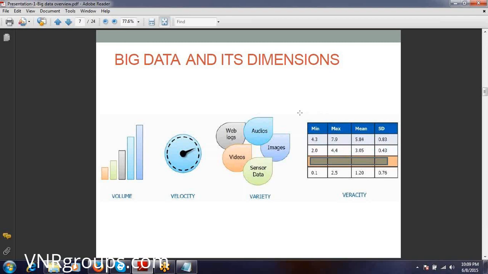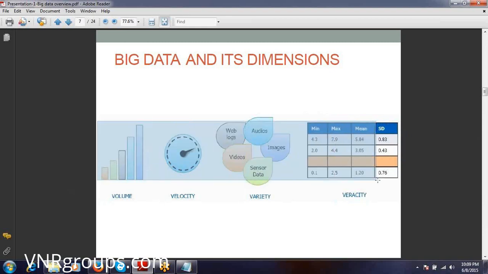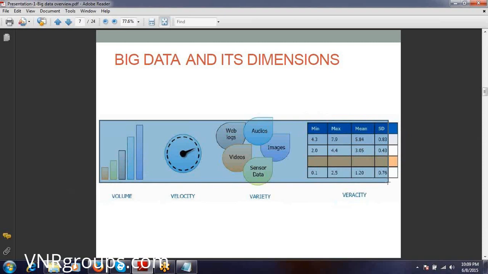So here also, veracity is talking about how you should deal with all such types of data. Apart from this, you should also give the accurate result. Whatever solution you find, your solution should handle all these V's: volume, velocity, variety, and veracity.